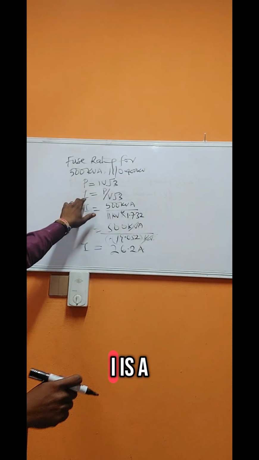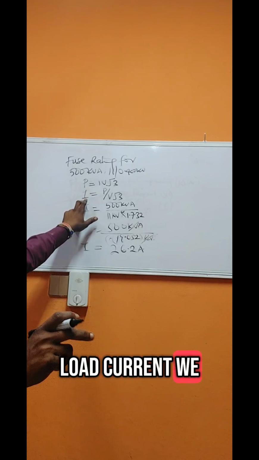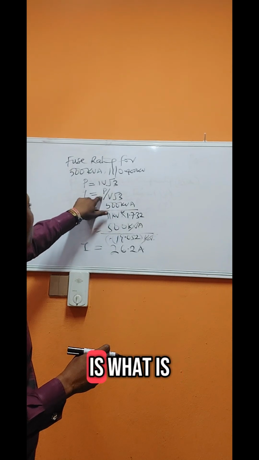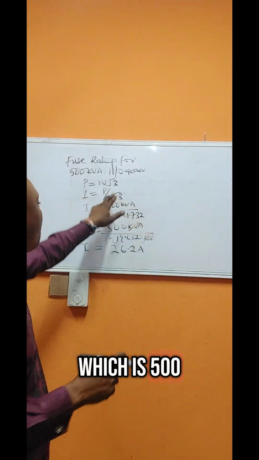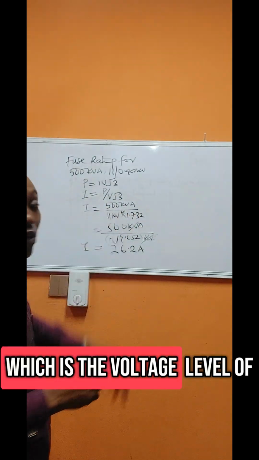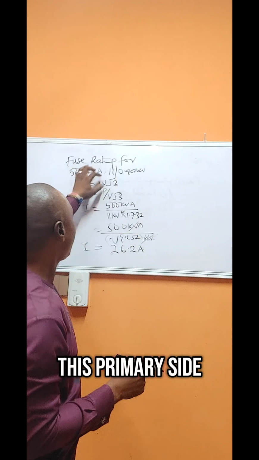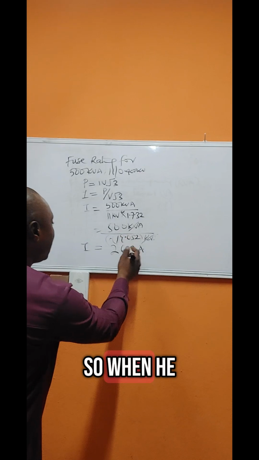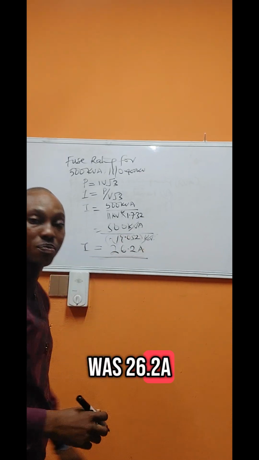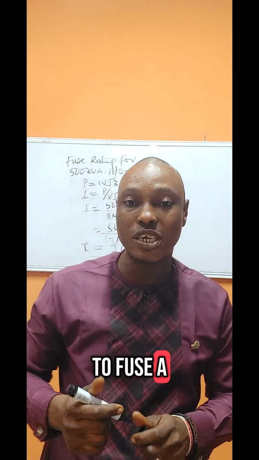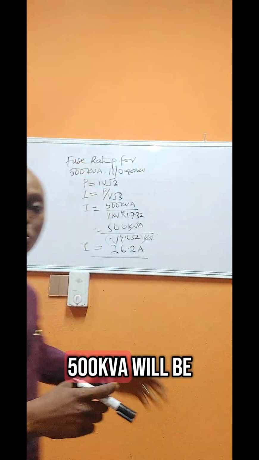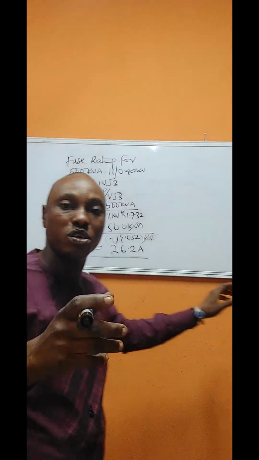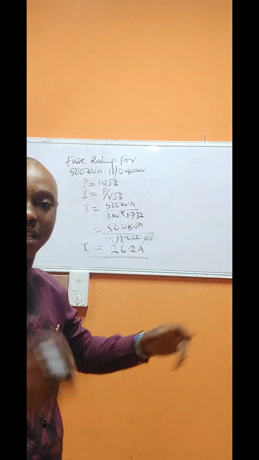Where I is the fuse rating, which is the load current we are looking for, I is equal to P over V root 3, where P is the capacity of the transformer, which is 500 kVA, divided by 11 kV, the voltage level of the primary side, multiplied by root 3. When we do the calculation, it gives us 26.2 amps. So if you want to fuse a 500 kVA transformer, you will be left with 26 amps. Now I will do another calculation for us, then I will give us a classwork. I think you understand it.